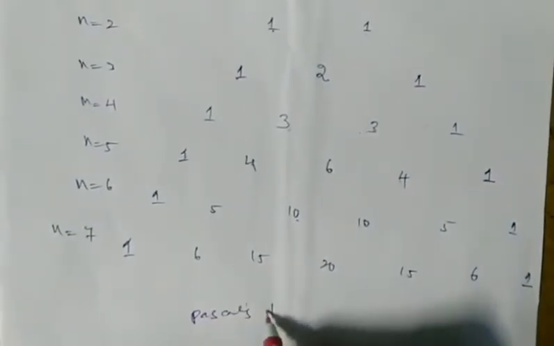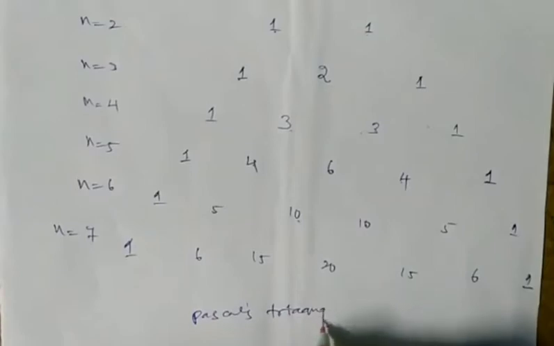Whenever we substitute the n values in this formula, we obtain the coefficients like this. All the coefficients are represented in the form of a triangle. This is known as Pascal's triangle. Now by using this Pascal's triangle, we design the binomial arrays.